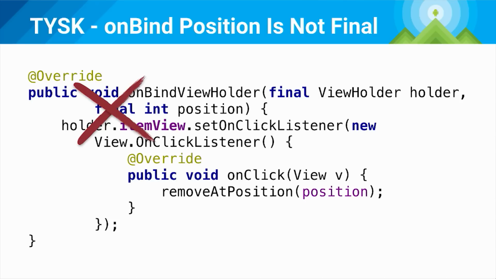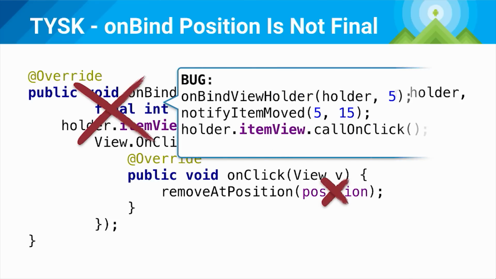Another mistake I always see is this: you cannot make position final in onBind calls. This goes back to the same example in the previous slide. Just because an item moved doesn't mean we are going to rebind it. So if you use that position in an example like this, like in a click listener, you are doing it wrong. We can easily crash this code by something like this. You bind it to item position 5, you move it, then call onClick. Now you remove the wrong item from the adapter.